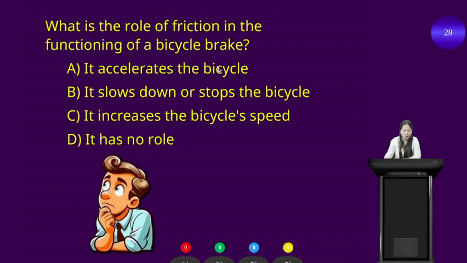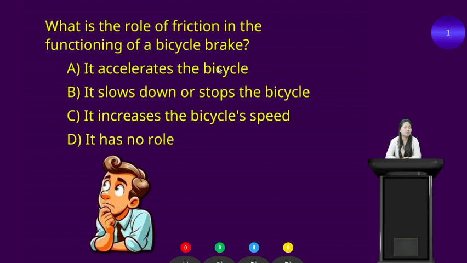What is the role of friction in the functioning of a bicycle brake? Option A is it accelerates the bicycle. Option B is it slows down or stops the bicycle. Option C, it increases the bicycle speed. Option D, it has no role. So what is the role of friction in the functioning of a bicycle brake?